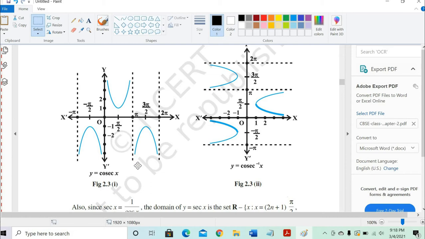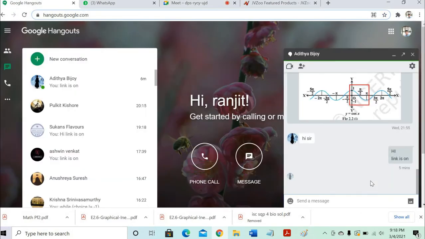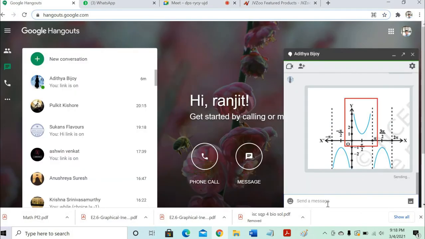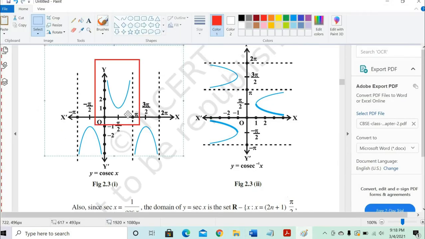So look at this part. From the 0 you start, okay? So I'll just tell you which part to focus on so that it will be very clear to you. So we'll focus only on this part, from 0 to pi. We'll try to focus only on 0 to pi so that it will be clear, okay? Clear? Yes, sir.